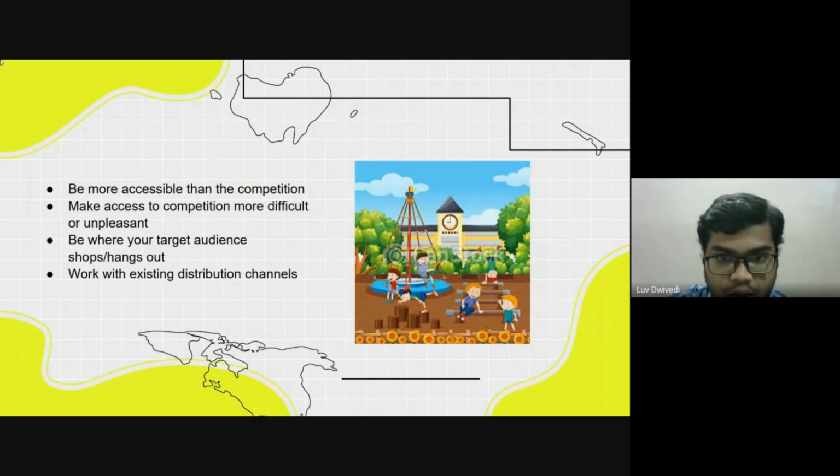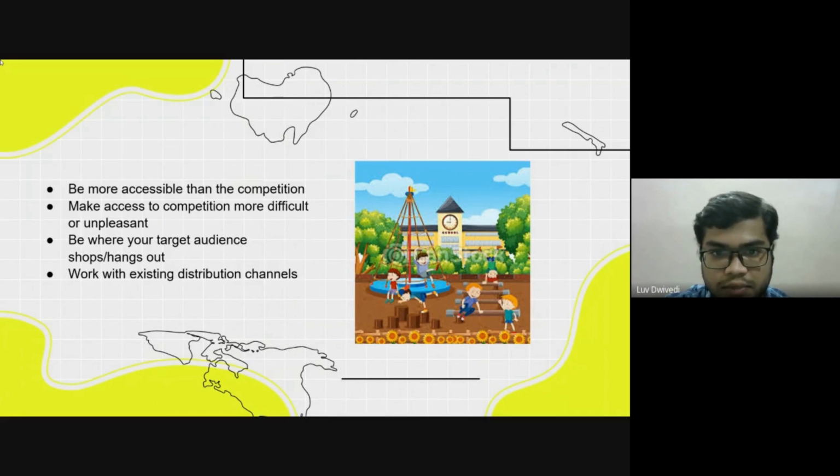Next, be more accessible than the competition. The school canteens will only serve healthy foods to the students. Now, make access to competition more difficult or unpleasant. Action will be taken against the students by the authorities if they are found having fast foods, and the school should discourage the opening of fast food joints in their vicinity.